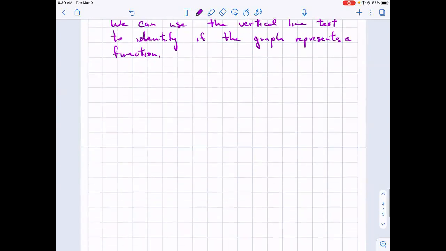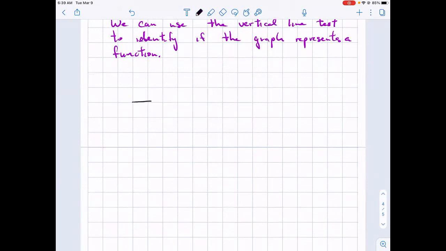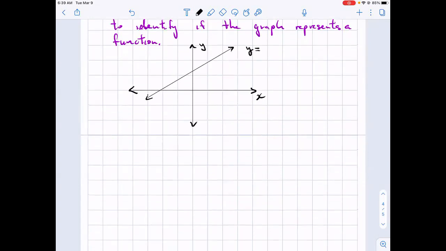Okay. So here, for example, let's look at this graph here. Let's look at a linear graph. Here is x, here is y, and let's say I have the linear graph that looks this way. So linear, y equals mx plus b.